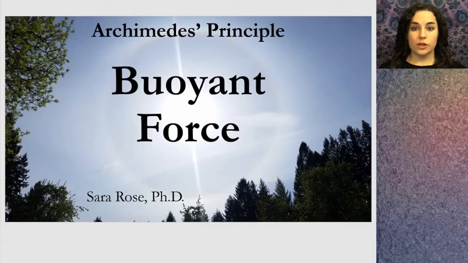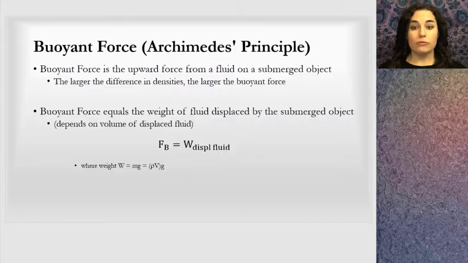This is a lesson on the buoyant force, also known as Archimedes' Principle in fluid statics. The buoyant force is an upward force from a fluid on a submerged object. So whenever you put something in a fluid, that object will experience a buoyant force. The buoyant force can be calculated in this way. The buoyant force equals the weight of the fluid displaced by the submerged object.